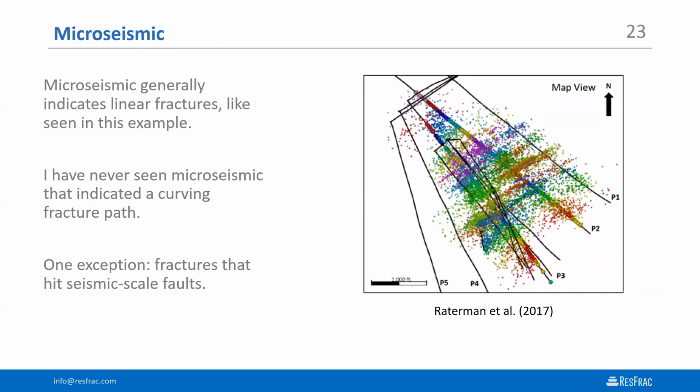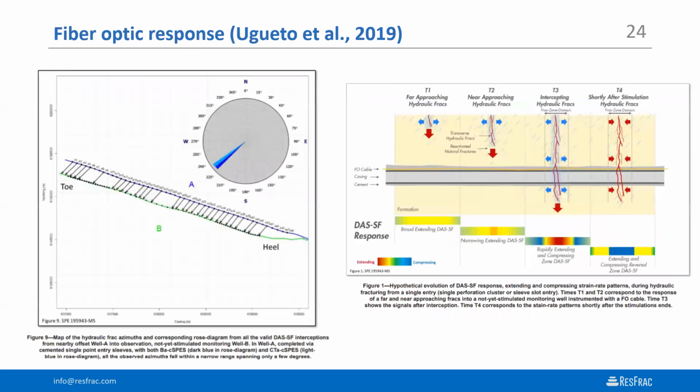I'd say that's also supported by the microseismic. Of course, there's a lot of interpretation that goes into microseismic and processing, but here they're seeing mostly linear features. And then the fiber optic response is something that I really want to bring out. So recently, companies have started putting fiber optic in offset wells. Here's an example, a published example from Shell.